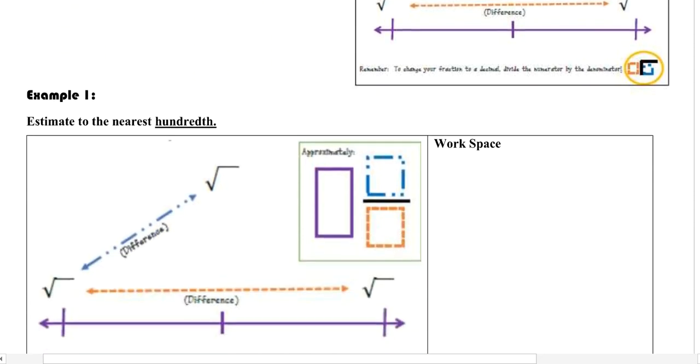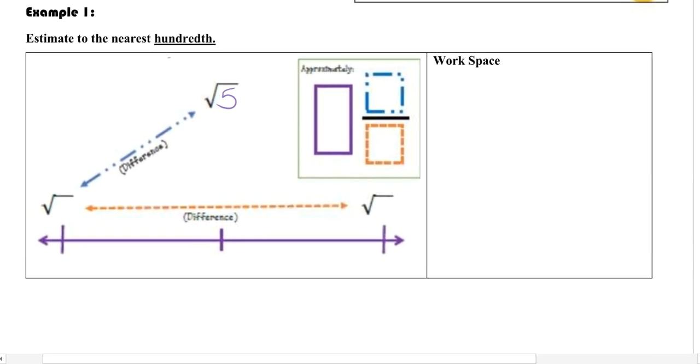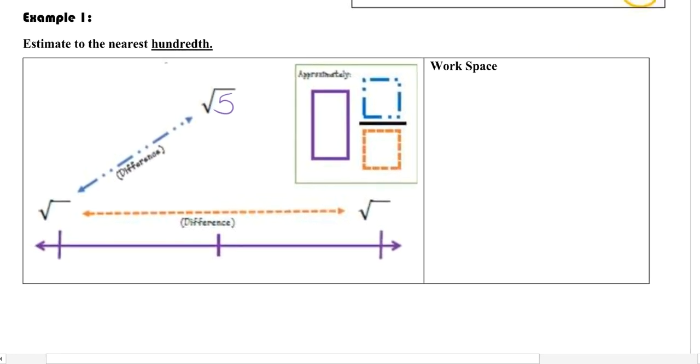If I want to estimate the square root of 5 to the nearest hundredth, I'm going to write the square root of 5 at the top. That's the number that I'm working to estimate. So I have to ask myself, between what perfect squares is the square root of 5? We had talked about, when we circled it, that it is between the square root of 4, which is 2 times 2, and the square root of 9. The square root of 4 is 2, and the square root of 9 is 3.